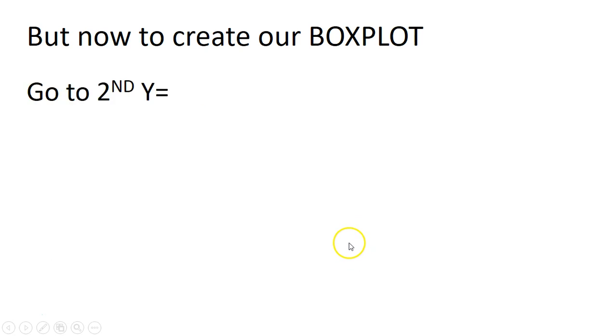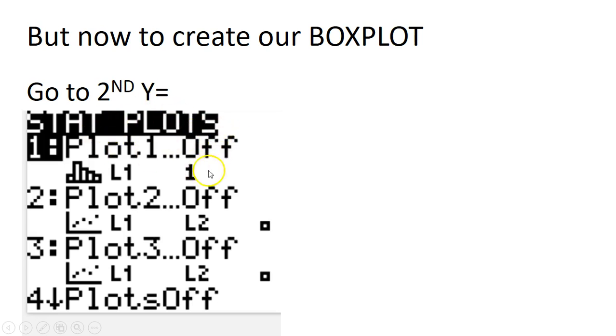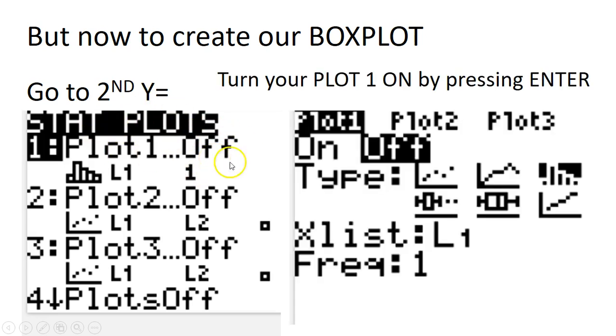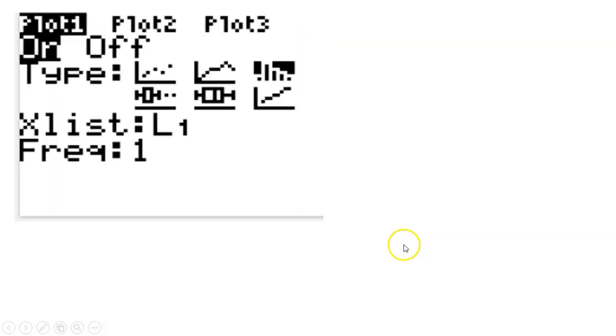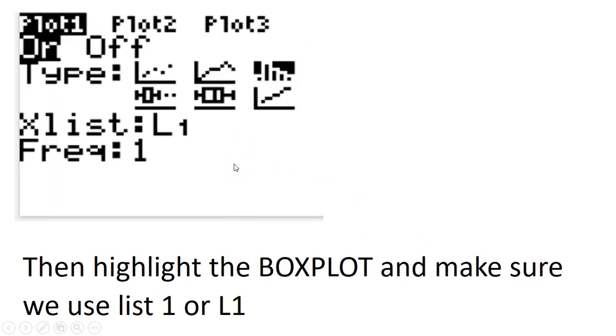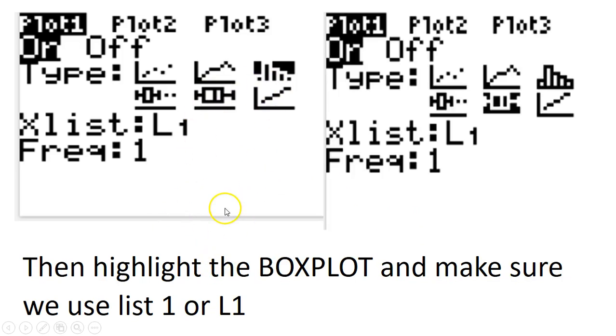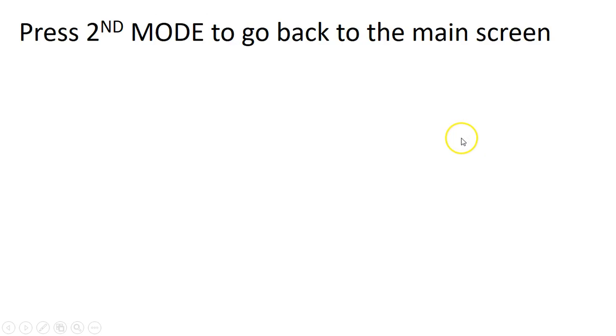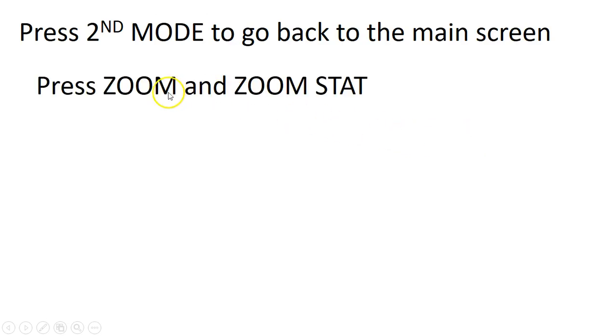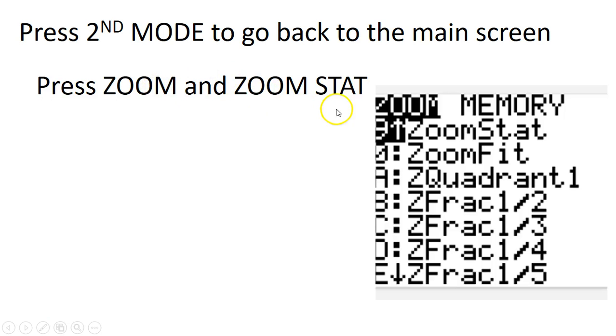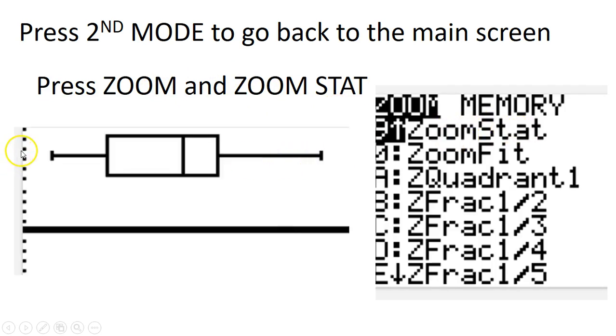Now to create our box and whisker plot, you press 2nd and Y=. We have to make sure that our plots are on. Once I make sure my plot is on, we have our box and whisker plot here. The data is in L1. I have to make sure I have that all set up, so highlight the box and whisker plot and make sure it's in L1. Press 2nd and Mode so I can quit out. Now I'm going to press Zoom, Stat. There's ZoomStat. That's what it looks like, and there is your box and whisker plot.